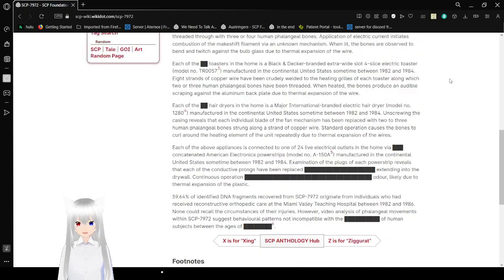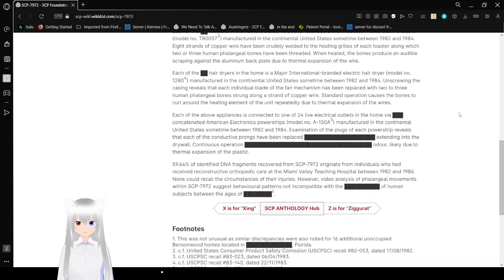Each of the redacted tubs in the home is a Black & Decker brand extra wide slot 4-slice electric toaster, model number TR0057, USCPSC recall number 83023, dated April 6, 1983. Manufactured in the continental United States sometime between 1982 and 1984. Eight strands of copper wire have been crudely welded to the heating grills of each toaster, along with two or three human phalangeal bones threaded on. When heated, the bones produce an audible scraping against the aluminum backplate due to thermal expansion of the wire.